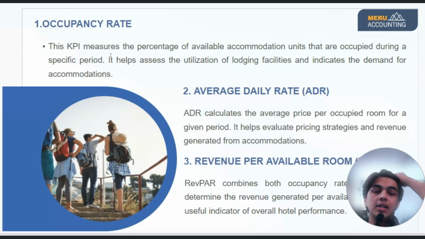Next is average daily rate. This indicator calculates the average price per occupied room for a given period. How much revenue has been earned per occupied room in a specific period of time. Next is revenue per available room. This indicator combines both occupancy rate and average daily rate to determine the revenue that has been generated per available room, and it is a useful indicator for your overall hotel performance.